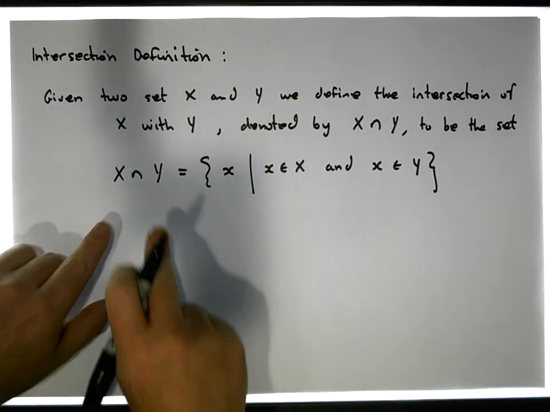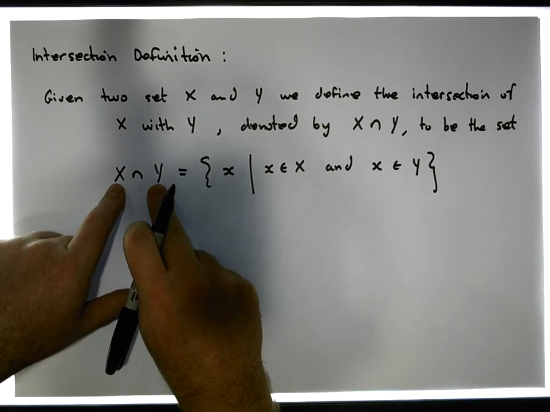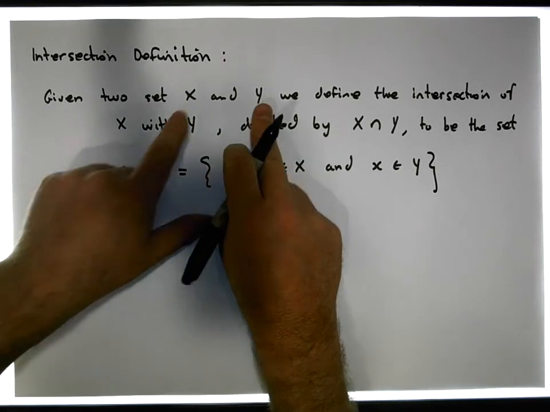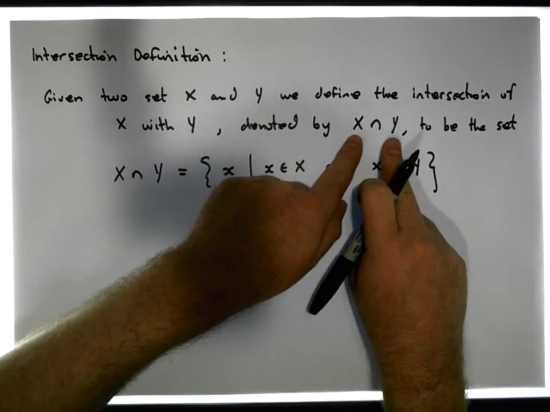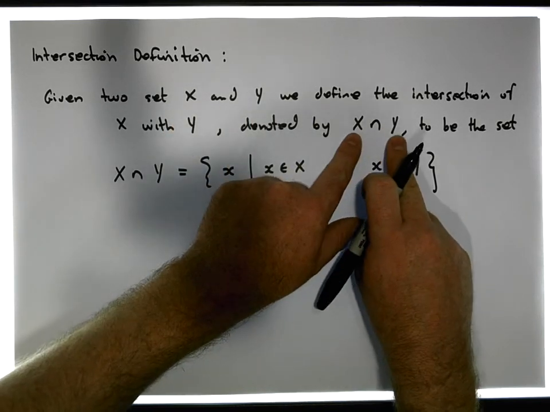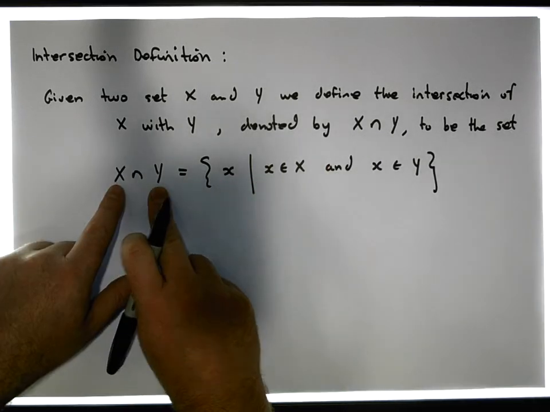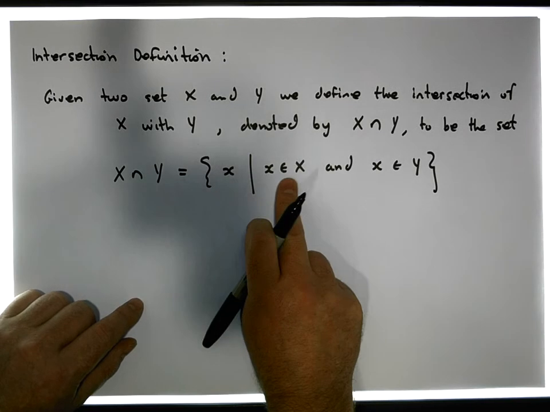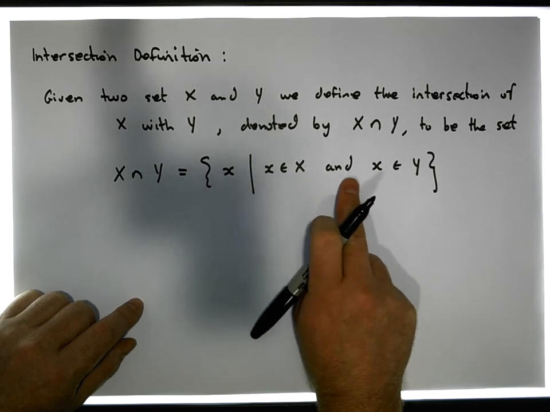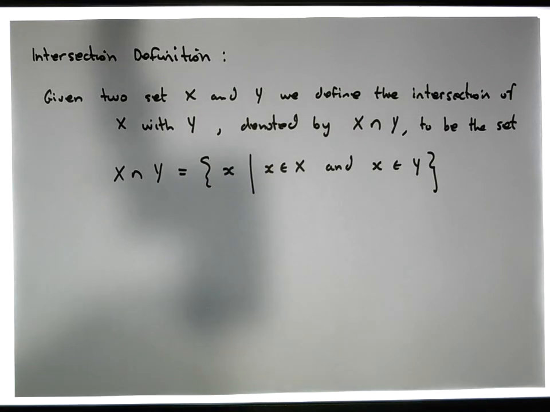What it's really saying is this: if you want to be part of the intersection of two sets, first of all, you need to be given two sets initially. If you want to form their intersection, denoted by X intersection Y, then to be in the set X intersected with Y, these members have to be in the set X and they have to be in the set Y. So they need to meet both conditions. Let's have a look at an example.